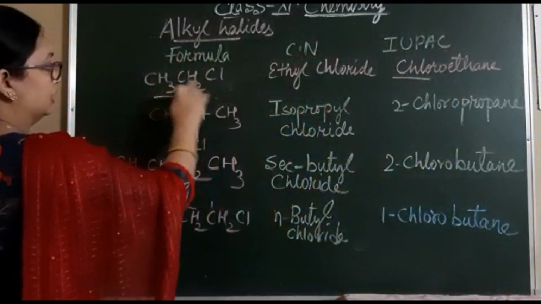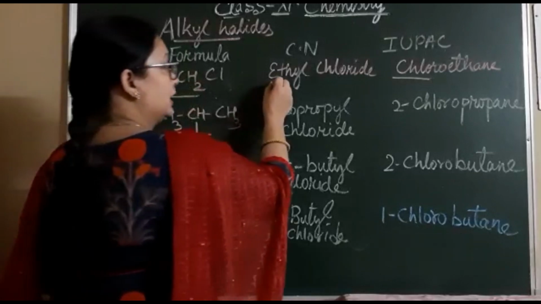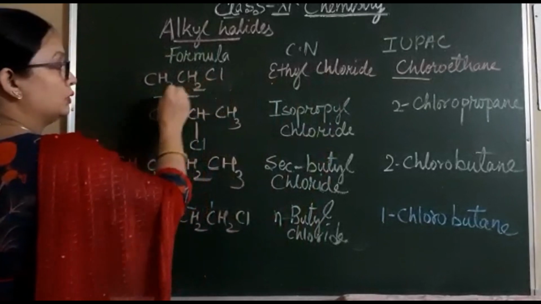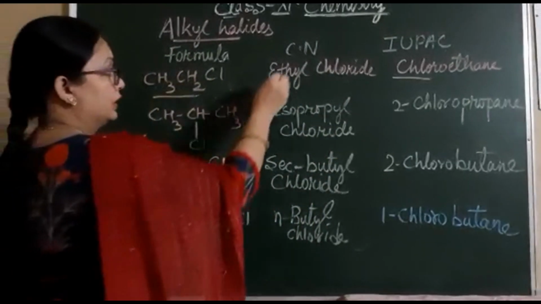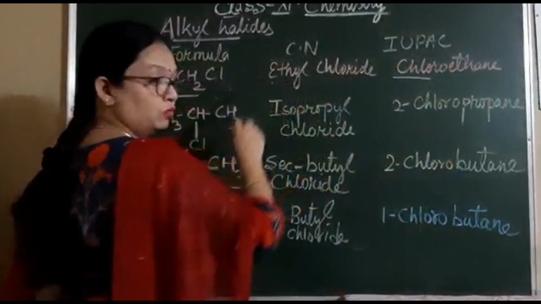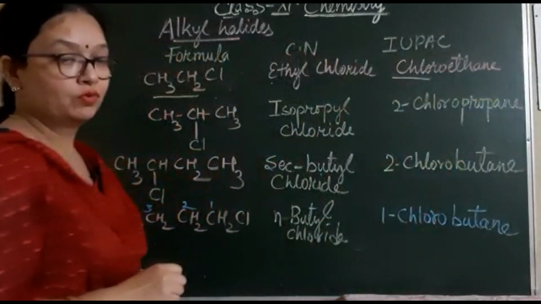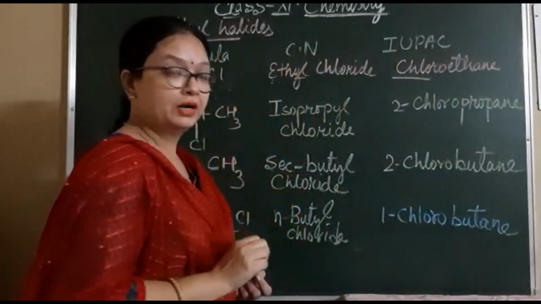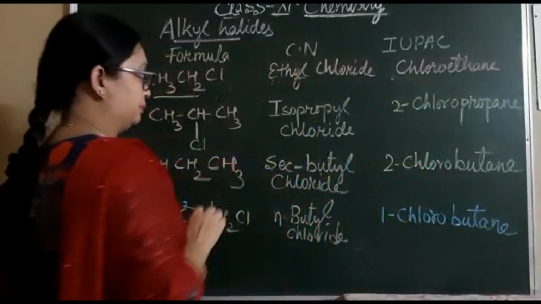Now let us see. This alkyl group contains 2 carbon, and the 2 carbon alkyl name is ethyl chloride. For IUPAC name, chloroethane, ethane for the 2 carbon atoms. So in common name we have to drop ANE and we use YL, ethyl, and in IUPAC name we have to write ANE. So whenever you find YL, you understand it is the common name, and whenever you find ANE you understand it is the IUPAC name.